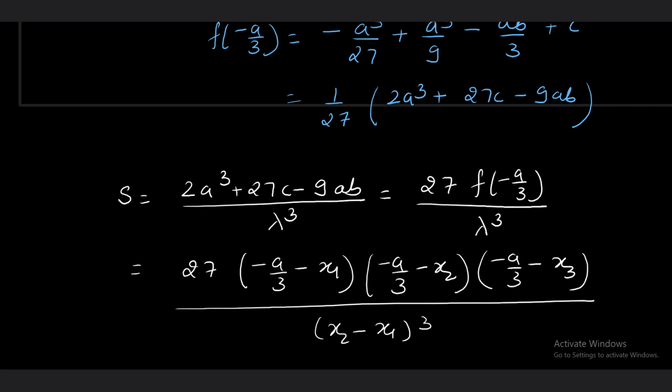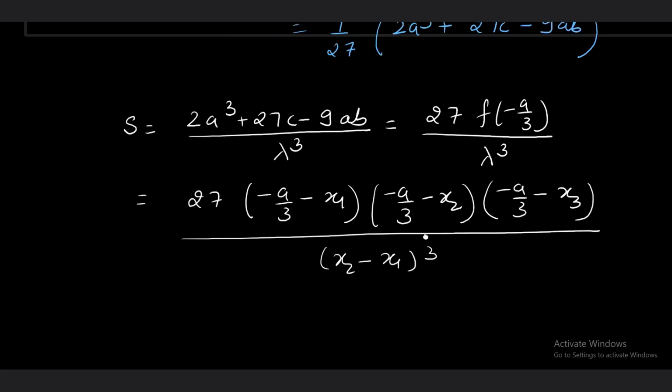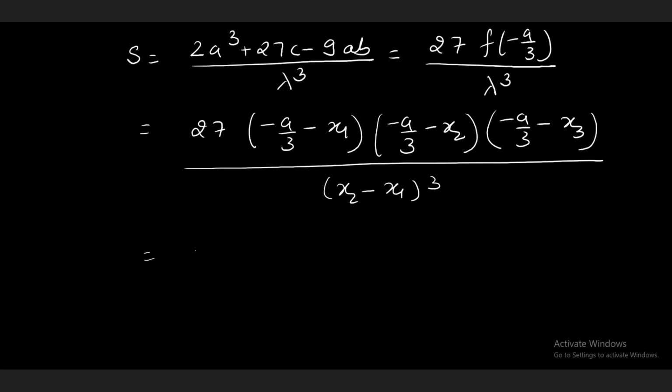Next, all the three negative signs from the three factors, I'm going to take common. So ultimately, it will give me minus 27 times (a by 3 plus x1) (x1 is one of the factors), (a by 3 plus x2) (another factor).